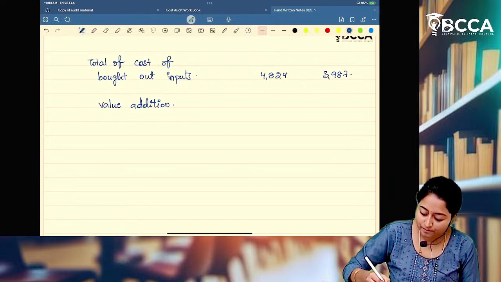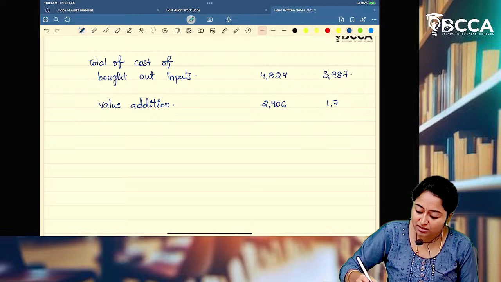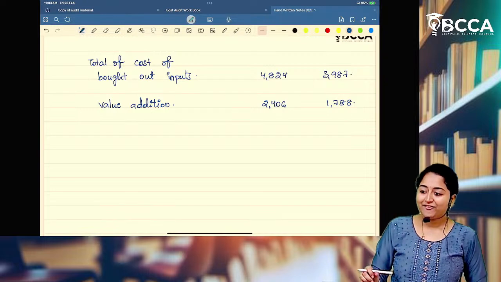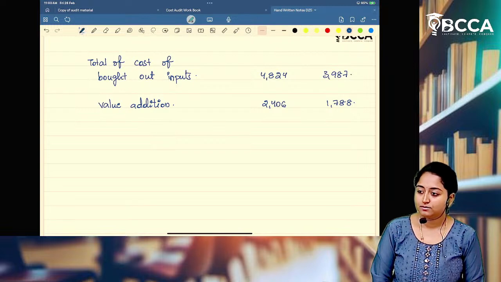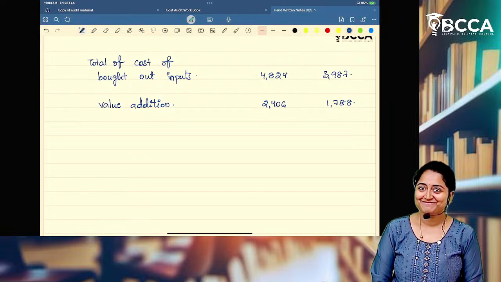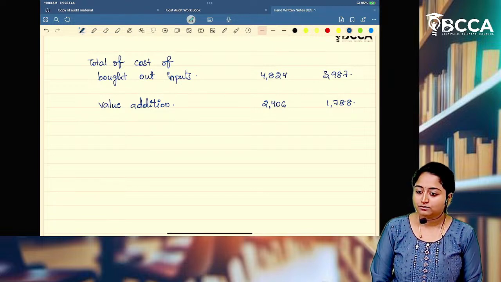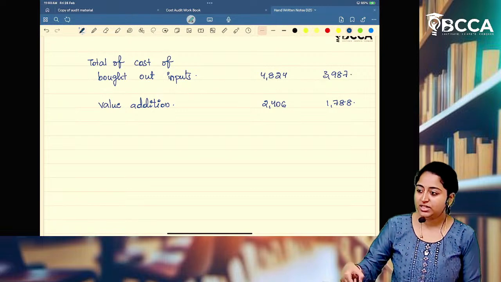$2,000. In here 1,007. So this is the value addition. Clear with value addition?